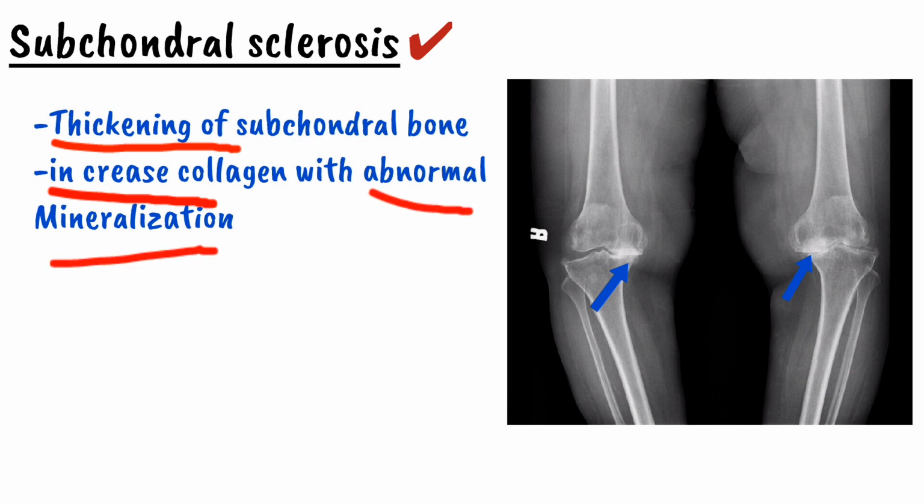As we know, in osteoarthritis there is a disruption of the articular cartilage. So at the disruption site, there will be an increased mineralization of the bone. This is called subchondral sclerosis. You can see this subchondral sclerosis in this X-ray, where the blue arrow is marking it.